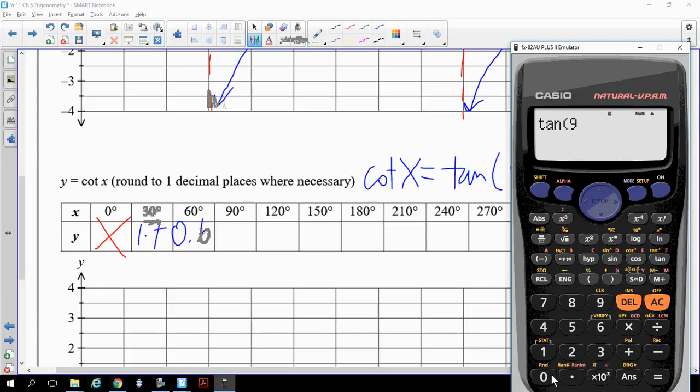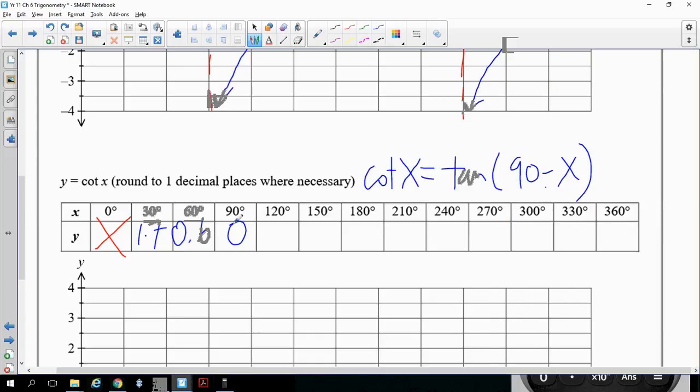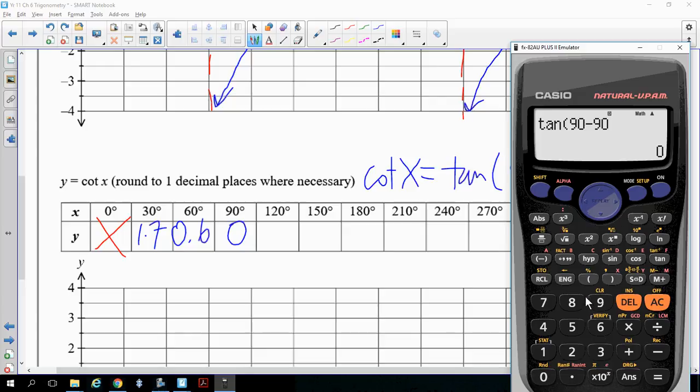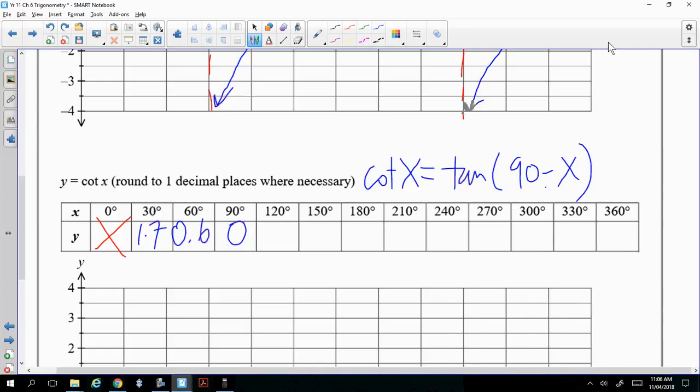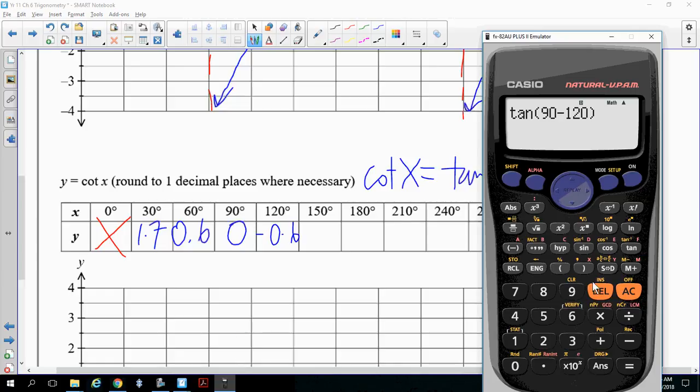If you do 1 divided by tan 90, that gives you an error, right? Because tan 90 is an error, so you can't do that. So it's better to do 90 minus. So the next one, if I want to do cot 120, do tan of 90 minus 120, like that. Okay, good. So you get negative 0.57 or negative 0.6, and keep going. The next one will be 150, negative 1.7, and you just keep going.